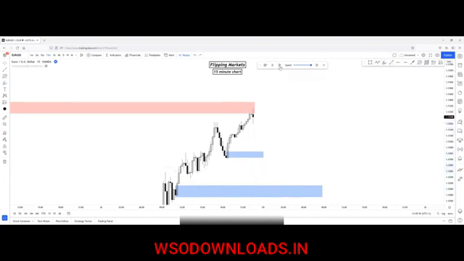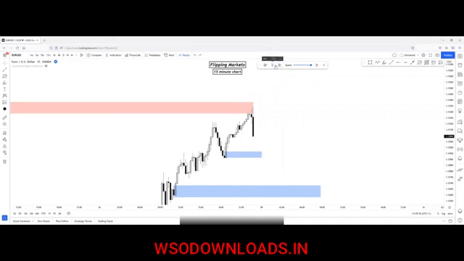Price reacted on this supply zone, as you can see, strong rejection. So supply is in control. If price breaks through this zone, supply will be fully in control because it broke through the last demand zone. So after a zone breaks, an opposite side zone will be created. So if this demand breaks, supply zone will be created. Let's see what happens.